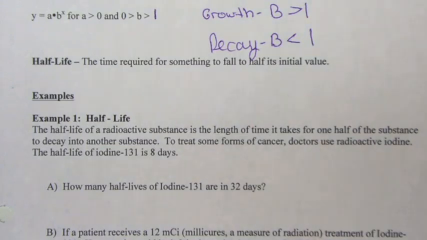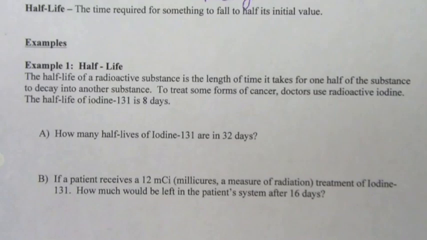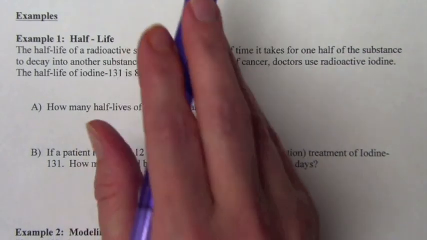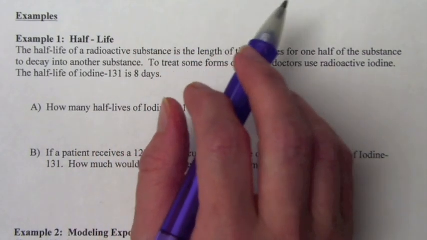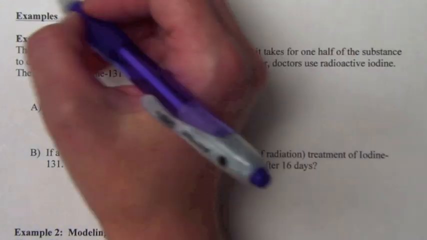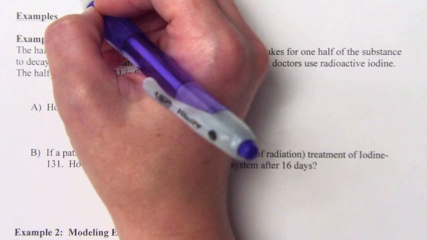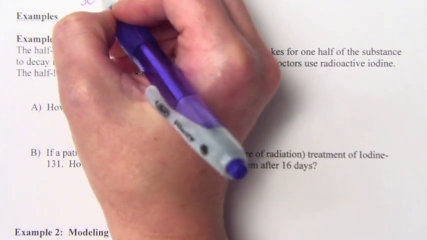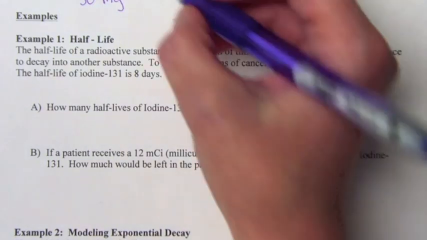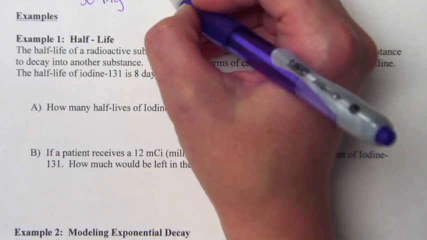Before we get into some of the problems like what we had yesterday, what we're going to first look at is something called half-life. Half-life is the time required for something to fall to half its initial value. Let's say, for instance, we have 30 milligrams of some substance. I don't know what the substance is, but let's say we have 30 milligrams of some substance. And the half-life for it is 3 days.